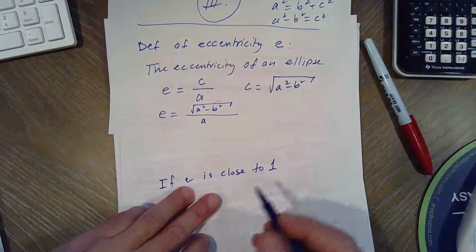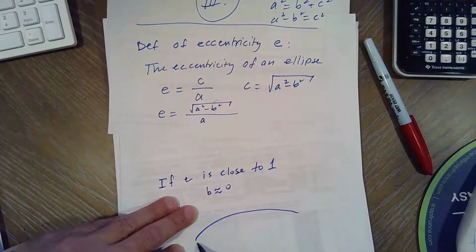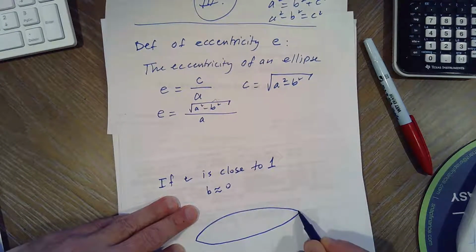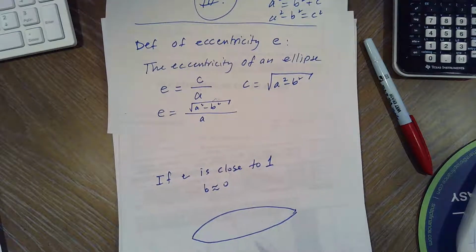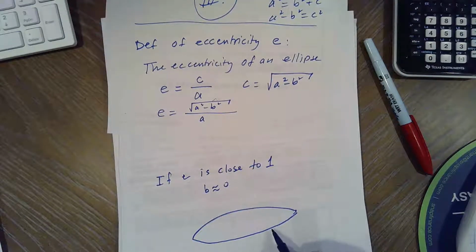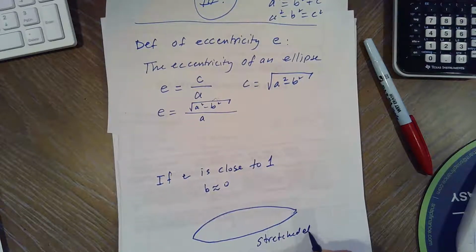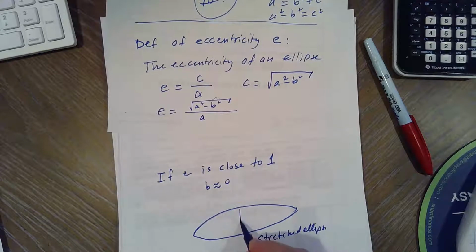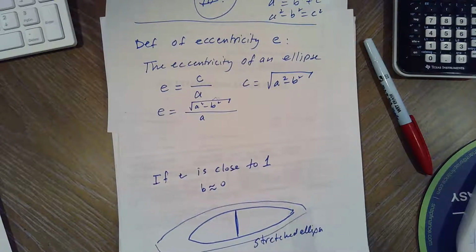So that means B is very small, which means if the minor axis is small, the ellipse is stretched, right? So we have a stretched ellipse, because the minor axis is small. It's going to be smaller than this E, okay?